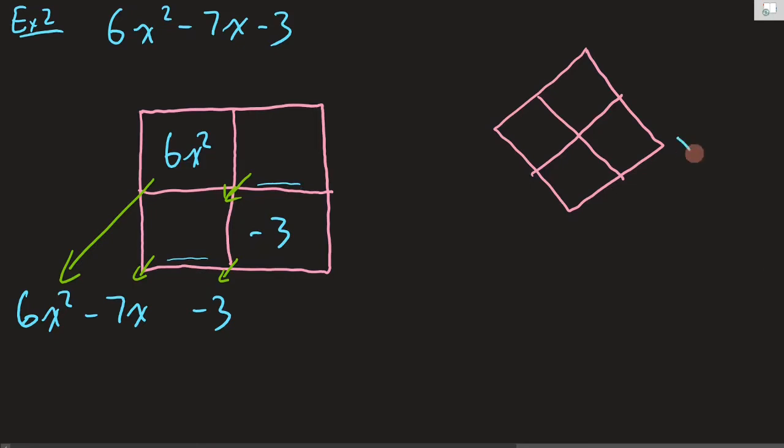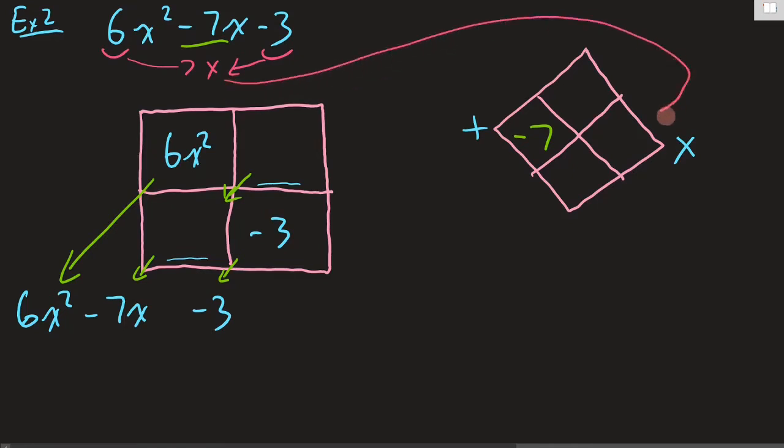And that's where I go to my diamond puzzle. So my sum is going to be this middle term here, the negative 7. And my product is going to be both of these numbers multiplied together, right? So you multiply those two together, and that is your product, which is negative 18. Okay, so in this case, I've got a negative product. The only way you can get a negative product is if you've got one positive number and one negative number. And since one's positive, one's negative, I need to get a difference of 7.